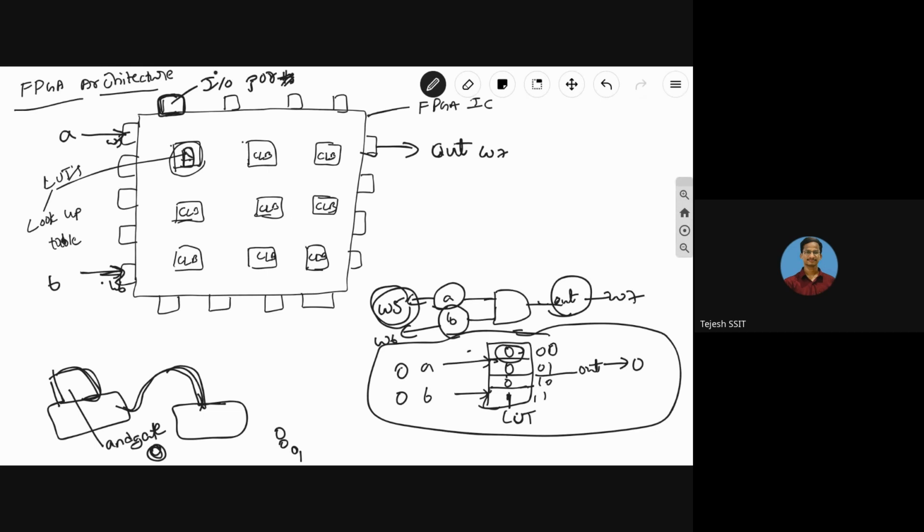What are the programmable interconnects? What are the programmable interconnects? This is the communication between these input output ports and the LUT.